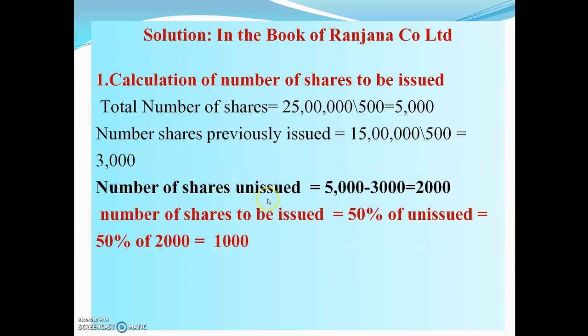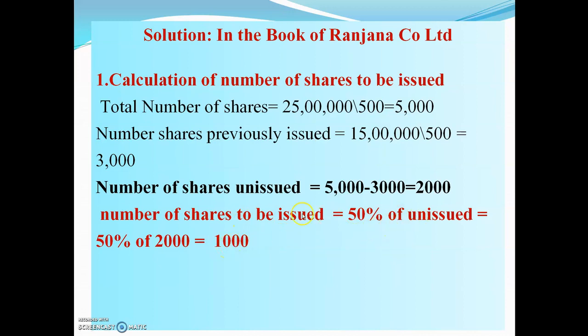After that, number of shares unissued we can find out like this: the difference between 5000 minus 3000, the difference is 2000, meaning the number of shares unissued by the company is 2000. Okay, so the number of shares to be issued is equal to 50% of unissued, meaning 50% of this 2000, the amount will come 1000. Means students, the number of shares to be issued by the company is 1000.